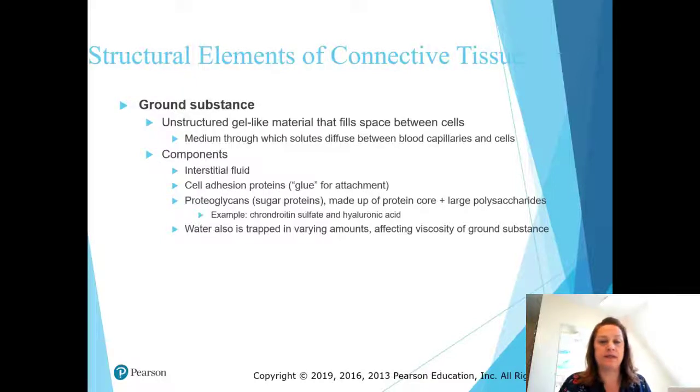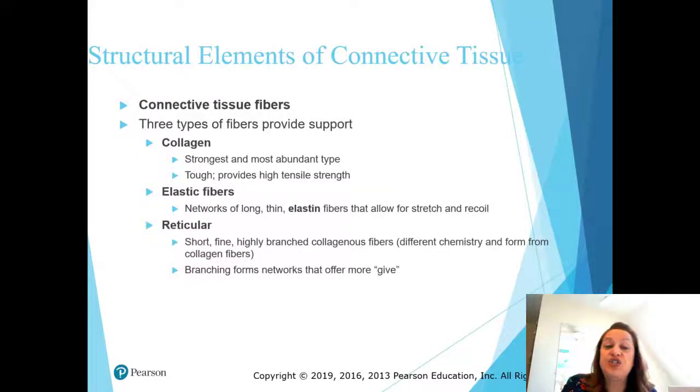So the ground substance, right? The space between the cells, either a solid or a liquid. The connective tissue fibers are going to either be collagen, elastic fibers, or reticular fibers. Different types of support. Collagen, the strongest, most abundant. Elastic, stretch and recoil. And reticular, very fine, very delicate. And we'll talk about where we're going to use each one.